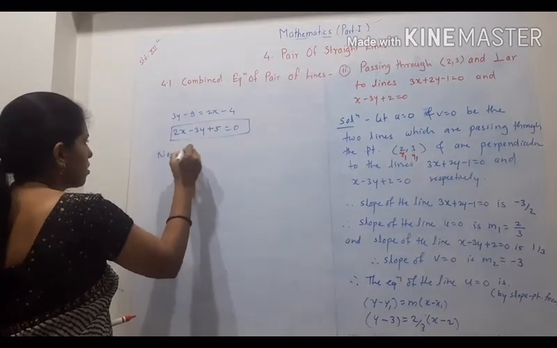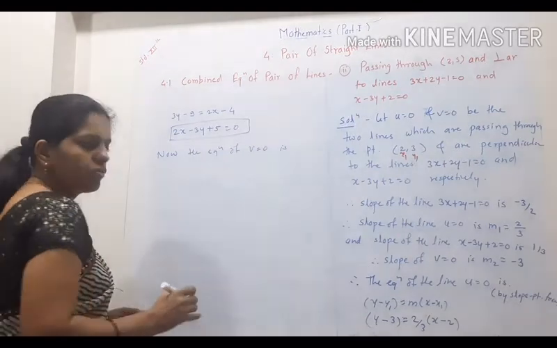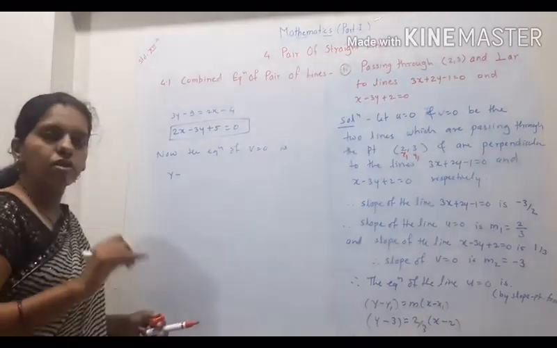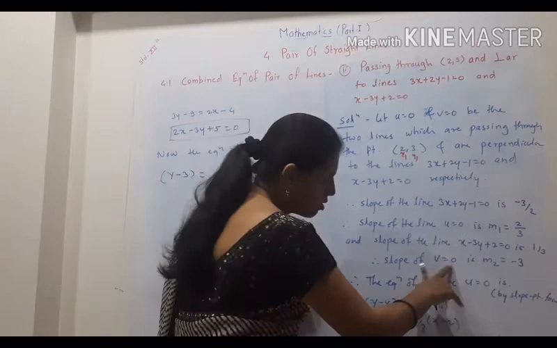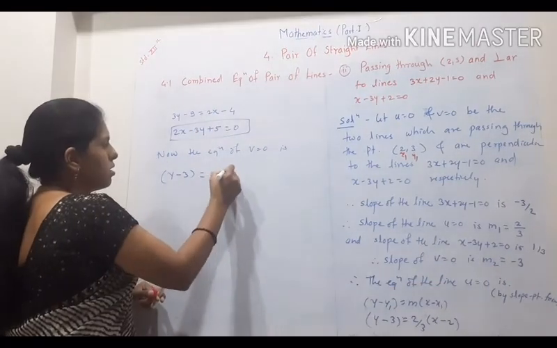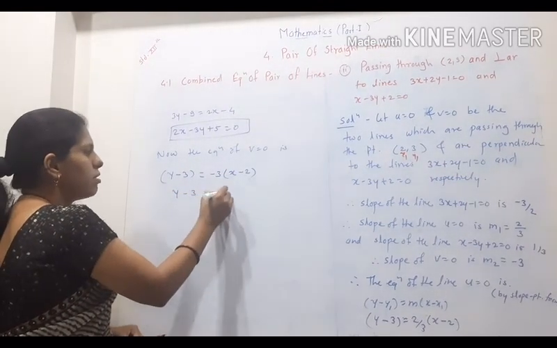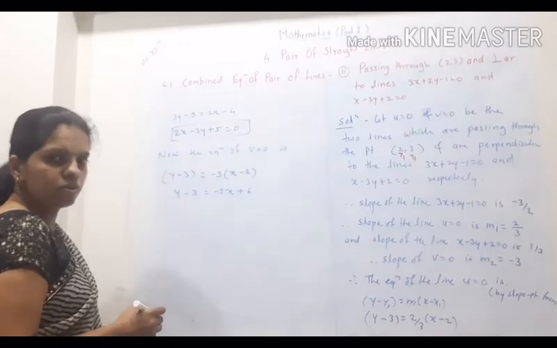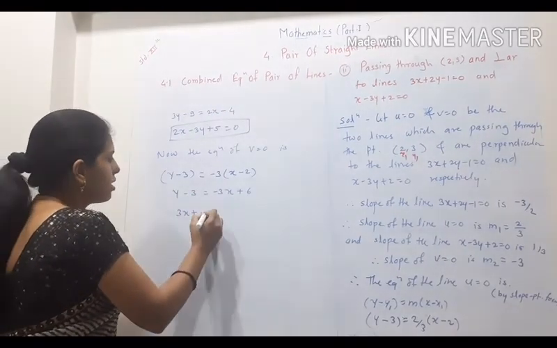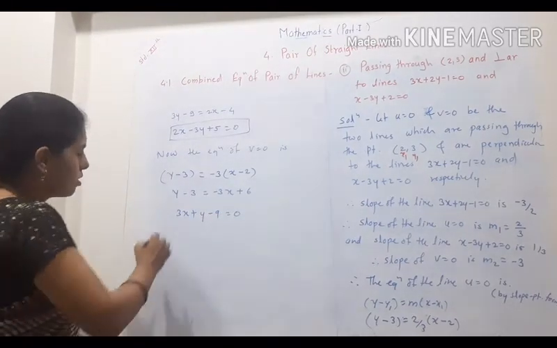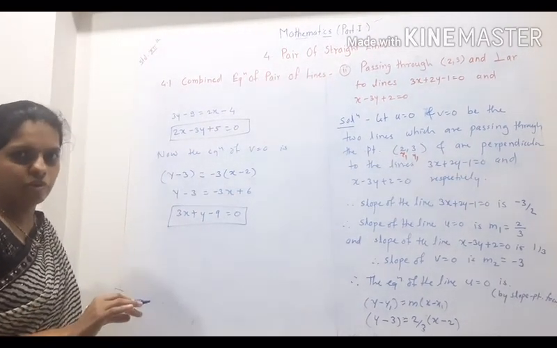Now the equation of v = 0 is again by the same formula, y minus y1, and x1, y1 are the same. So y minus 3 into the slope of v = 0. The slope of v = 0 is minus 3, into x minus x1, x1 is 2. Let's simplify this again. Minus 3x plus 6, and plus 3x plus y minus 6 minus 3, that is minus 9, is equal to 0. These are the equations of u = 0 and v = 0.